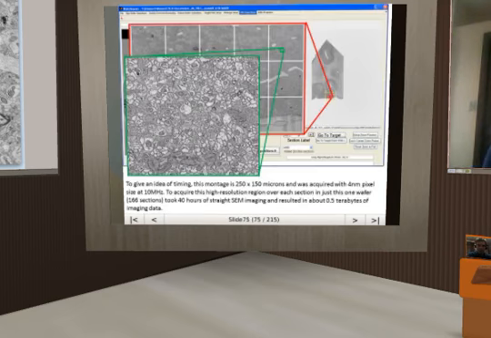To give you an idea of the timing, this montage is 250 by 150 microns. It was acquired with 4 nanometer pixel size at 10 megahertz rate. To acquire such a high-resolution montage over each section in just this one wafer, which is 166 sections, in just this one region that is shown here, took 40 hours of straight SEM imaging and resulted in about 0.5 terabyte of imaging data.